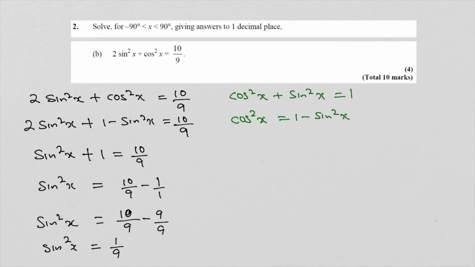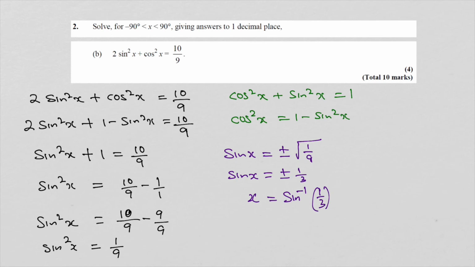Square root both sides. So I get sine x equals plus or minus root of 1 over 9, and that equals plus or minus 1/3 for sine of x. Therefore, x, dividing both sides by sine, you get sine to the power minus 1 of 1/3 for the positive version, and you get x equals sine to the power minus 1 of minus 1 over 3 for the negative version.